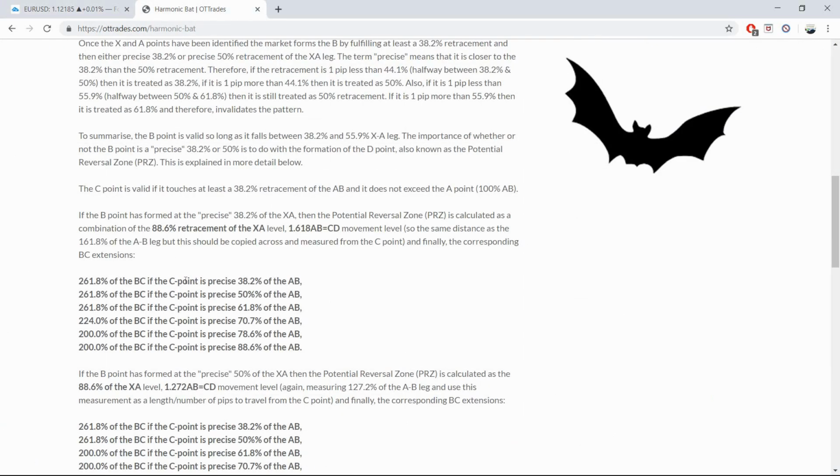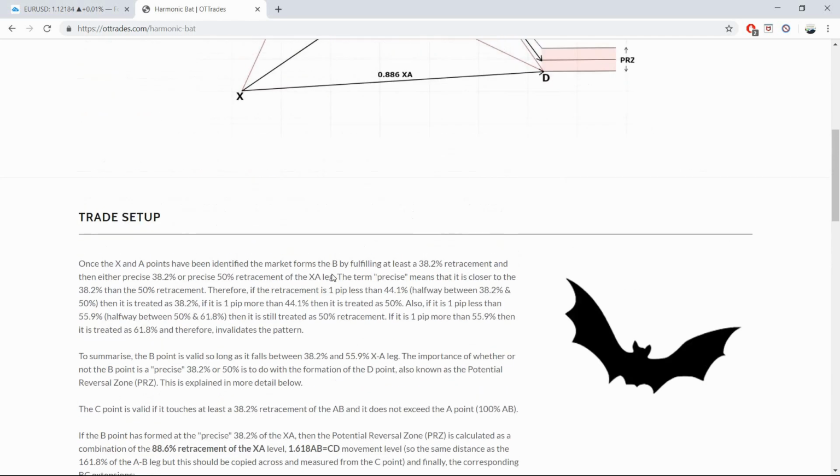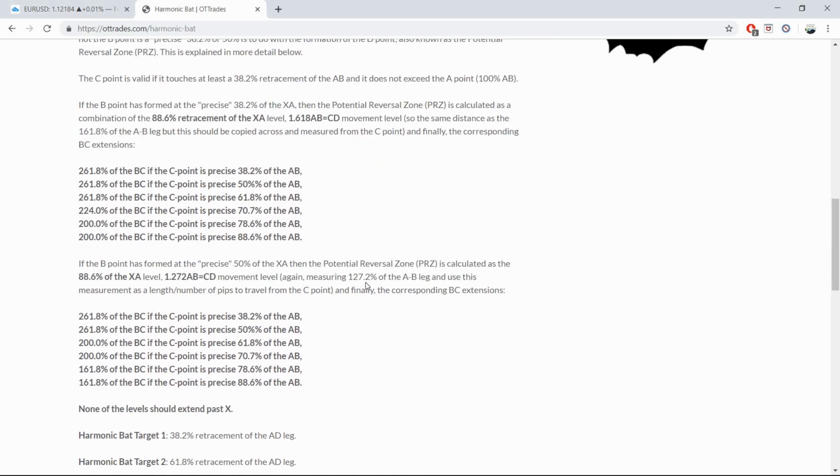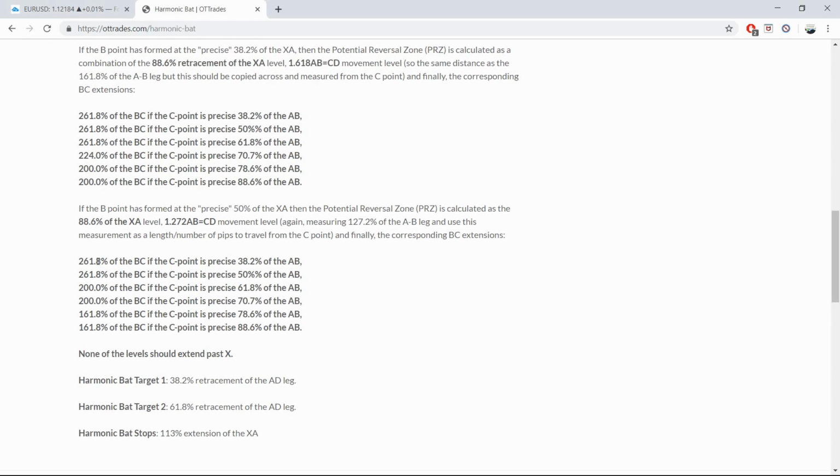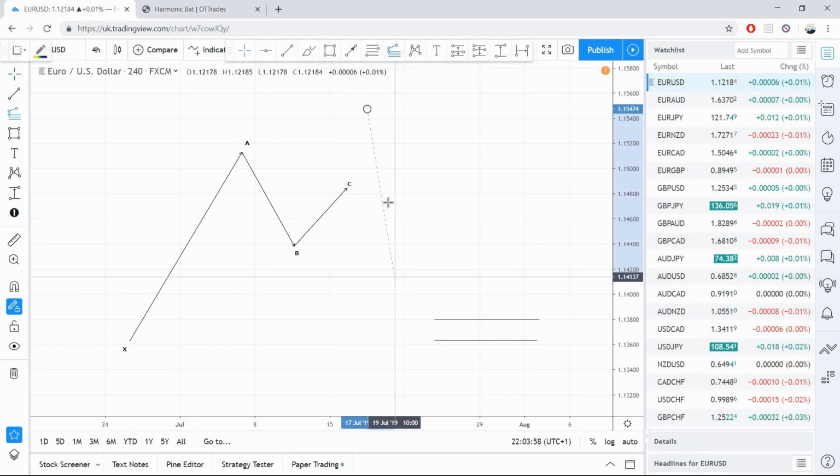And then finally, based on the C point again, so all of this is based on the precise 38.2 retracement of A to B for the C point. Remember that. Finally, the D point corresponds to these BC extensions. So if the C point is a precise 38.2 retracement of A to B, then it's 2.618 of BC, so just 2.618.